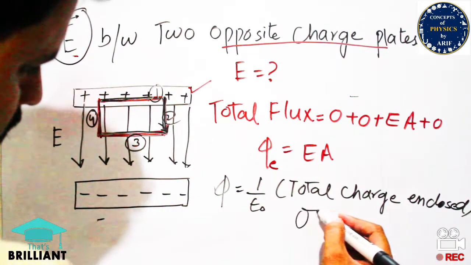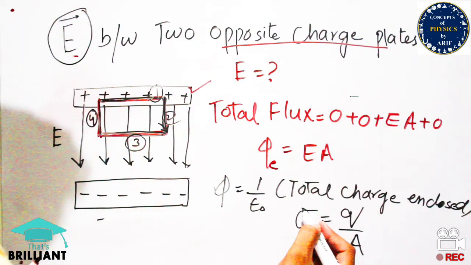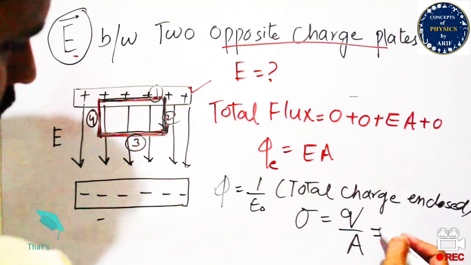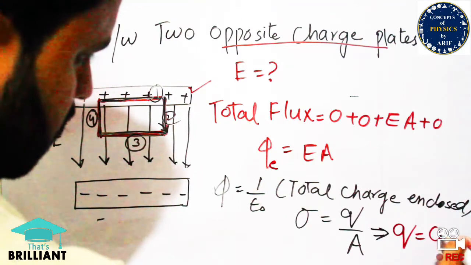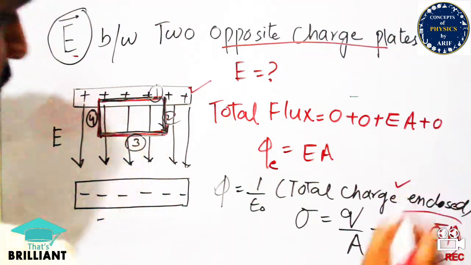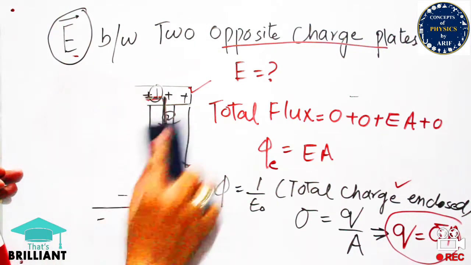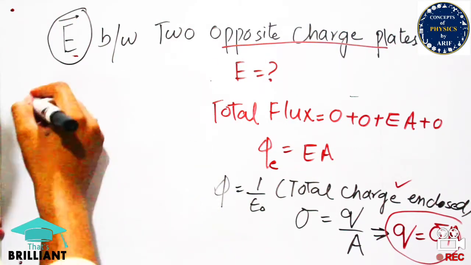So the total charge can be calculated from the surface charge density. The definition of surface charge density is charge per unit area. So from this we can calculate the charge, which is Q is equal to sigma into A. So we will put this value of sigma into A in this expression of Gauss's law, which is phi is equal to 1 over epsilon naught times the total charge. So the value of total charge will be put in here.